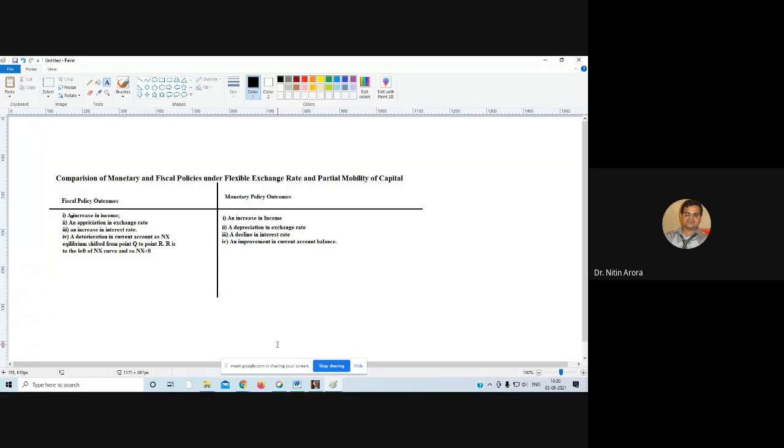If we compare current account, a deficit is observed when fiscal policy is exercised. But there is an improvement in current account balance when monetary policy is exercised under flexible exchange rate and partial mobility of capital. So, in a nutshell, it may be concluded that the exercise of monetary policy is better than the exercise of fiscal policy under a flexible exchange rate regime where partial mobility of capital is available.